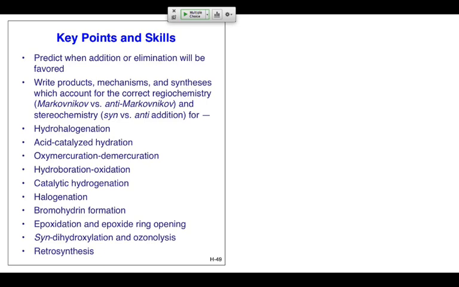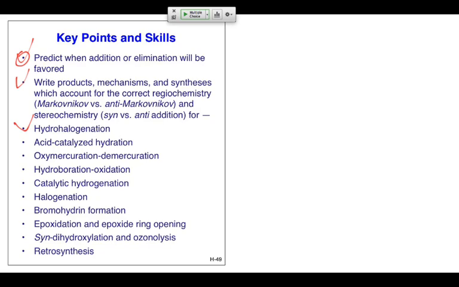So, okay, very important is to predict: when is addition favored, when is elimination favored? So write products of these things, right? Markovnikov, anti-Markovnikov, all the mechanisms there. Besides, I posted a list again of all these reactions as well on Piazza.